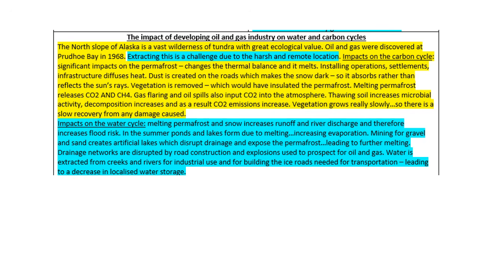Impacting the water cycle, again, it's all about the melting permafrost and the snow, which increases the amount of water, so there's more water in the rivers and an increased risk of flooding. In the summer, you get the ponds and lakes, so there's more evaporation. They're taking gravel where they're mining it, gravel and sand, creating artificial lakes which disrupt the drainage and lead to further melting of the permafrost. Where they build their roads, they are interrupting the drainage networks, and they're taking water from the rivers and creeks to build the ice roads that they need for the ice road truckers to come in and out with the oil, which decreases localized water storage.